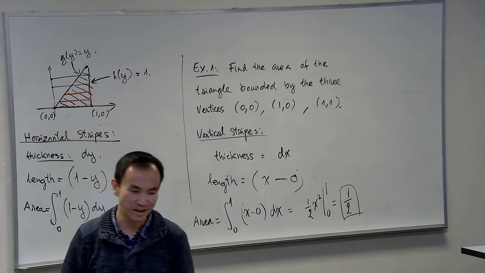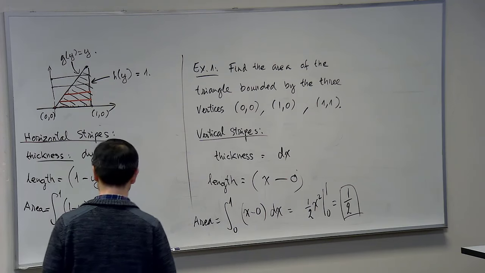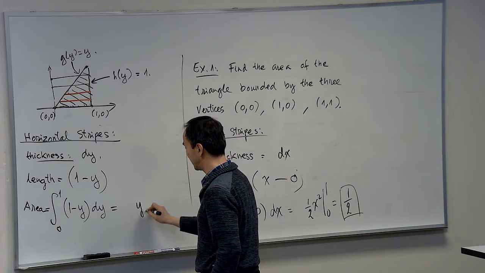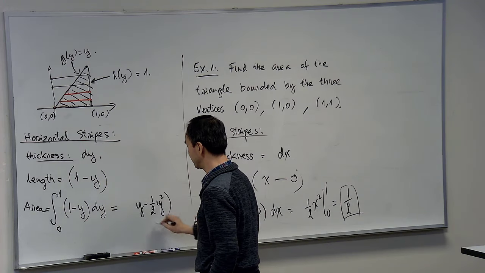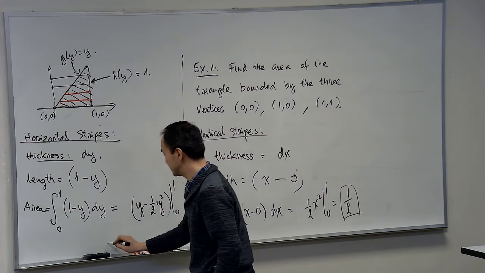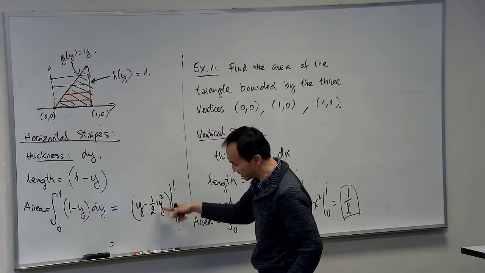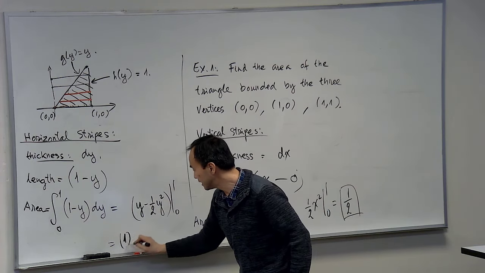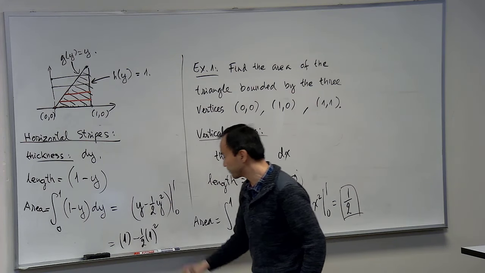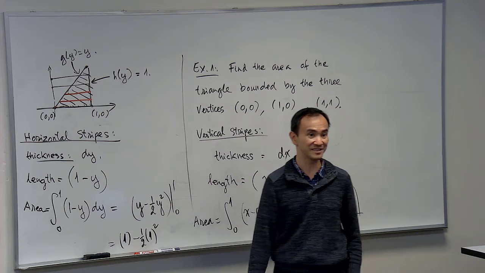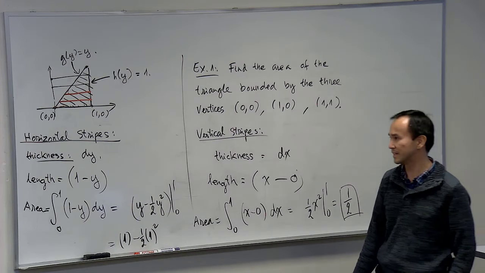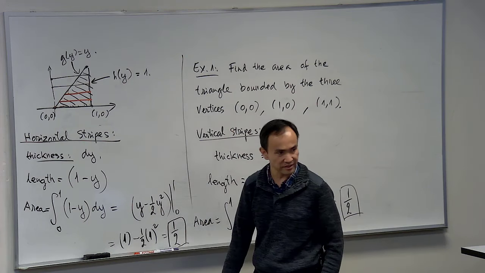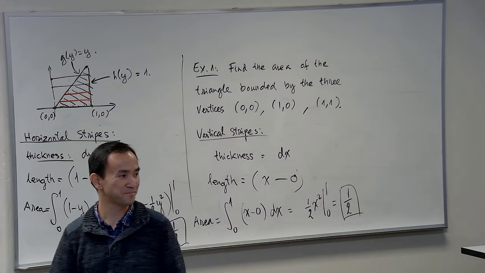Right. So now we're going to go ahead and do our math work on top of that. That will give me y minus a half y squared. Evaluating that from 0 to 1, substituting 0 here, I can see ahead that it all zeroes out, right? So really what matters here is just the 1. So we got 1 minus a half times 1 squared. So really that's 1 minus 1 half, which is another 1 half. We found the area again, the exact area, just using horizontal stripes this time.